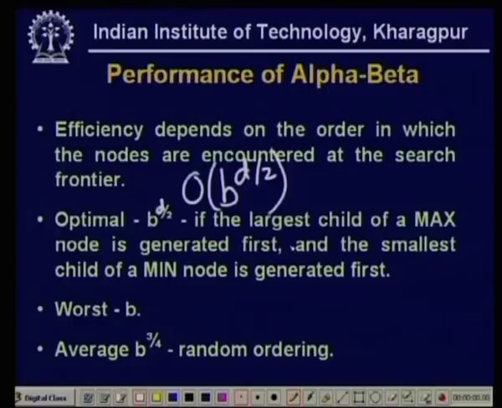So, this happens if the largest child of a max node is generated first and the smallest child of a min node is generated first. In the worst case, the complexity is order b to the power d. And if we assume a random ordering, then the number of nodes expanded is order b to the power 3d/4.